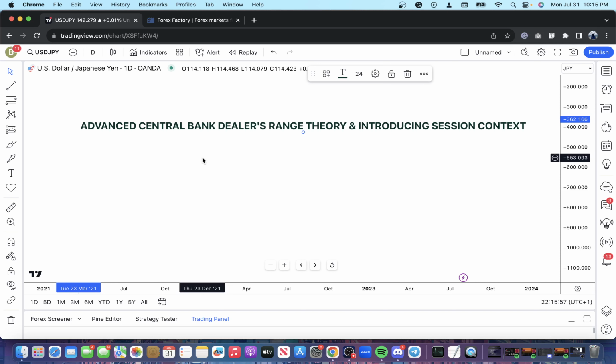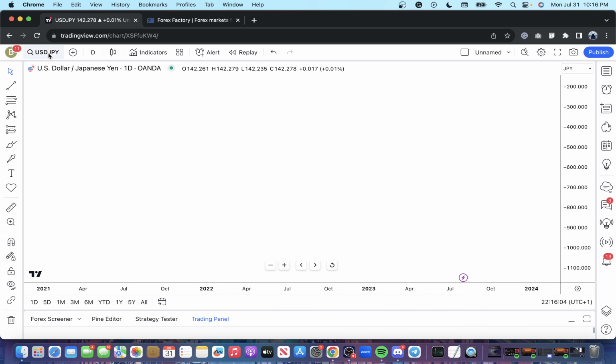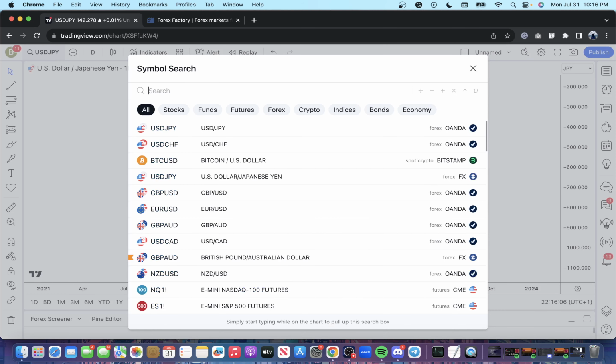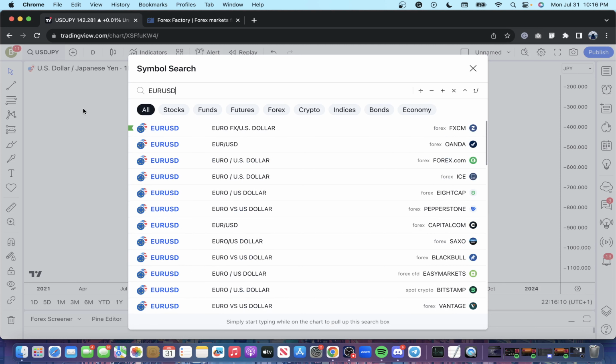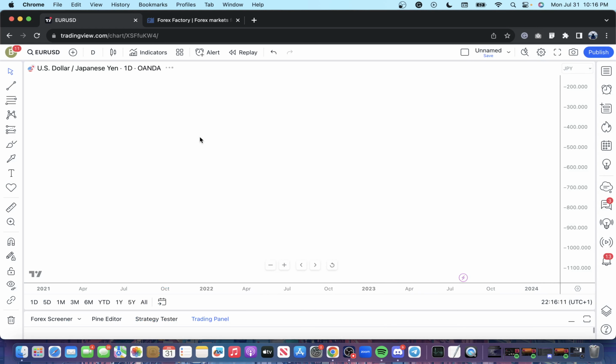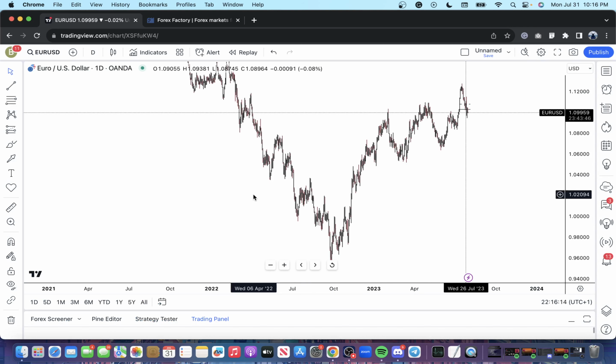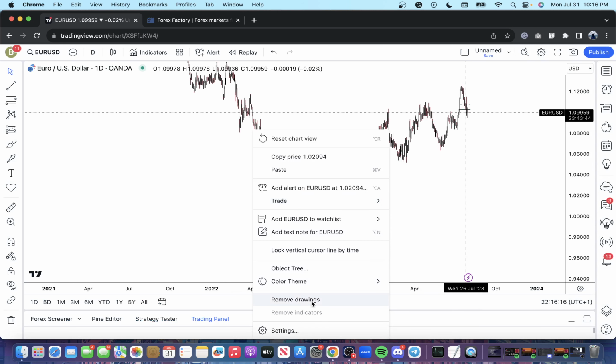So I'm going to get rid of all of this, and what we're going to do is look at Eurodollar from today. I wanted to use the chart of Eurodollar to explain central bank decision theory, and then we'll go into session context.